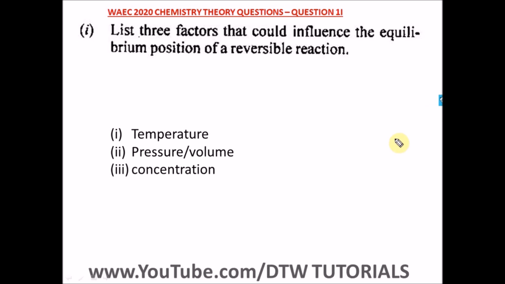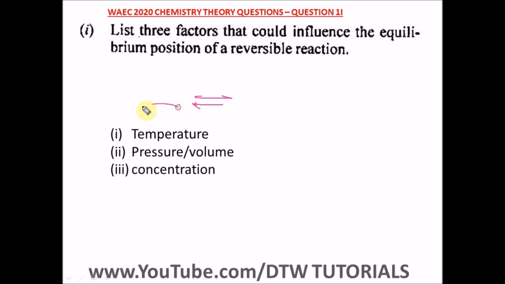1I says list three factors that could influence the equilibrium position of a reversible reaction. We know equilibrium is attained when the rate of forward reaction equals the rate of backward reaction. It is represented by this arrow, forward and backward reaction. So for a reaction to be at equilibrium, different factors could influence this equilibrium position, because these factors can either make the equilibrium favor the forward reaction or the backward reaction.